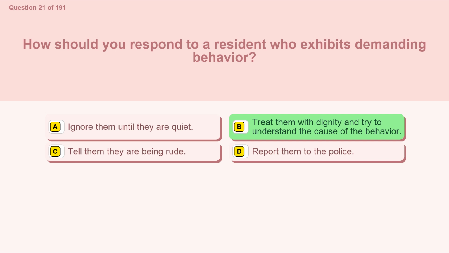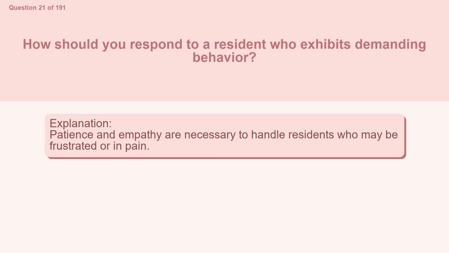The correct answer is option B. Treat them with dignity and try to understand the cause of the behavior. Patience and empathy are necessary to handle residents who may be frustrated or in pain.